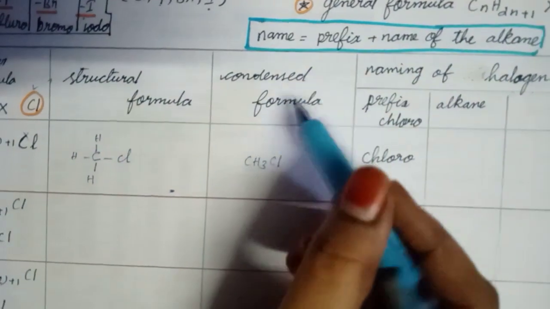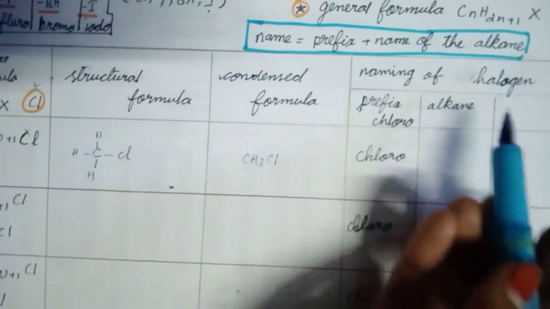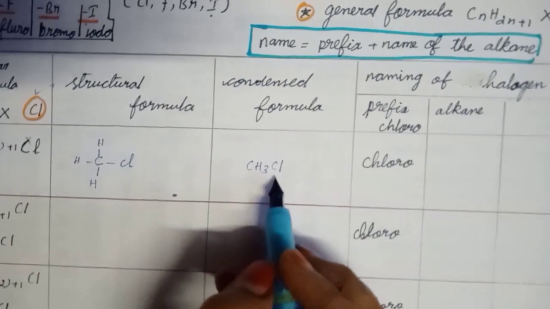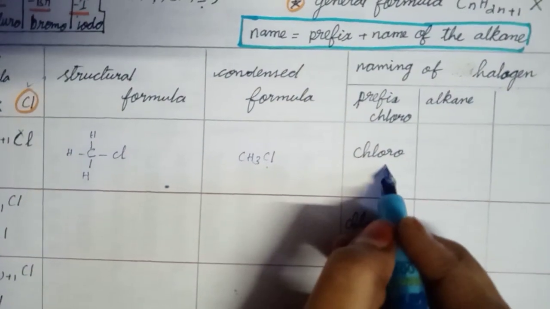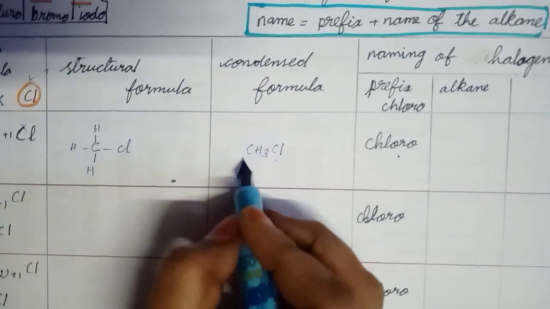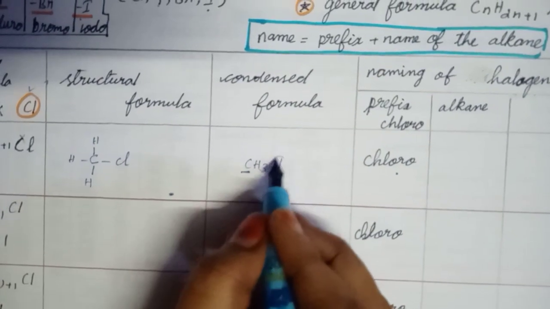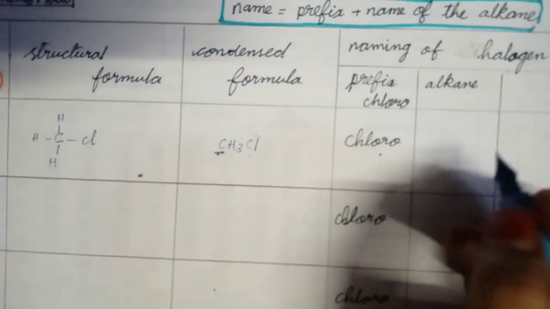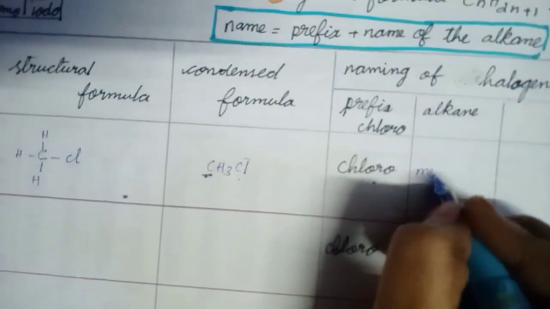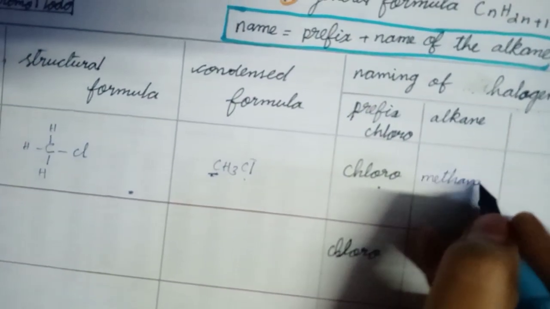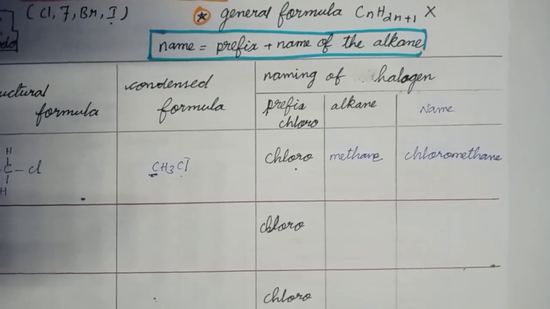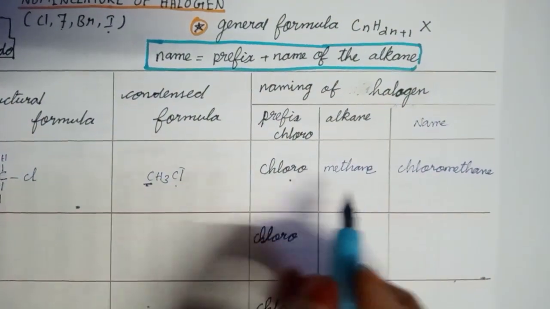Here the naming rule is prefix plus name of the alkane. Here the prefix is denoted by the functional group name. I take the functional group chlorine, so the prefix word is chloro. Alkane: how many carbons are there? Only one. So what is the name for one? Meth. That alkane is methane. Now what is the final name? Chloromethane. CH3Cl means the name chloromethane.